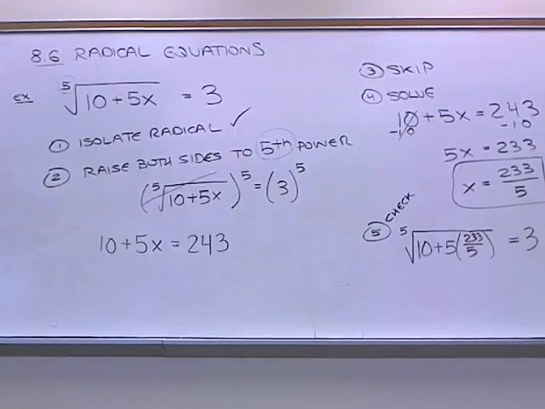So what happens here when I plug in this 233 over 5 and then multiply it by 5? What happens to those 5s? They cancel, right? This is like a 5 over 1. 5 over 5 is gone. All you're left with is 233. So 10 plus 233 is 243.